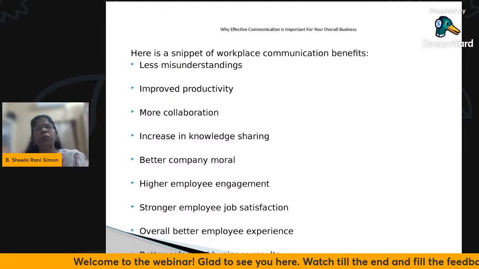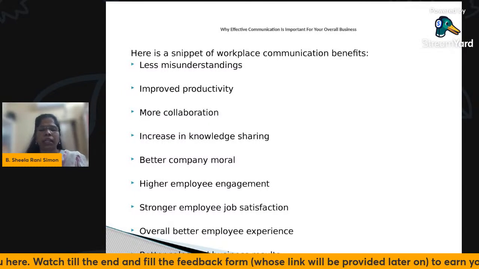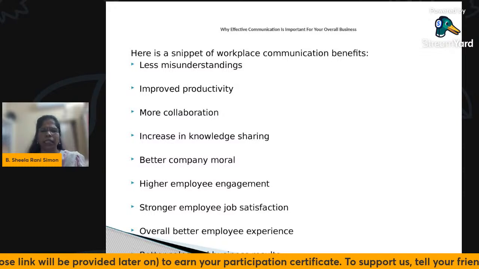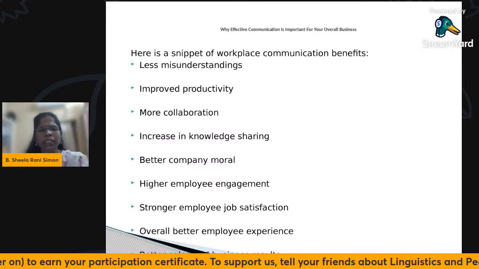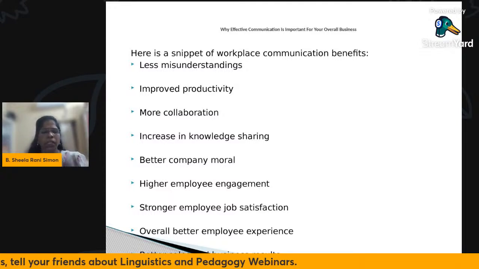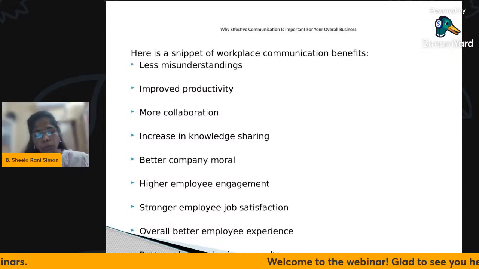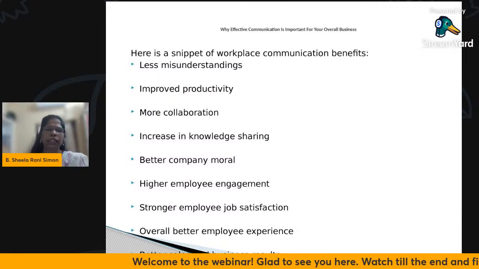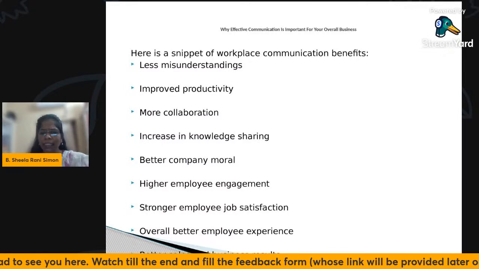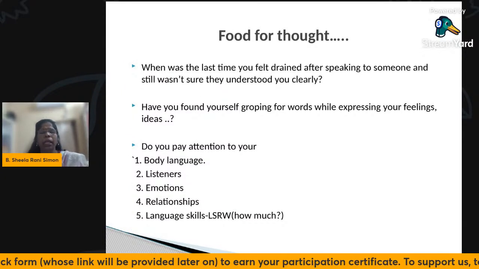Who would not want to talk to people who have a flair for the language, who can exhibit their intelligence and their knowledge very easily, understandably, in the simple way that we understand the language? So that increases collaboration. Then an increase in knowledge sharing happens. Then better company morale is created. High employee engagement, so you have a lot of people talking to each other. There's a nice conducive environment created at the workplace, and strong bonding and job satisfaction happens. So I guess we have a lot of advantages if we look at communication being effective.